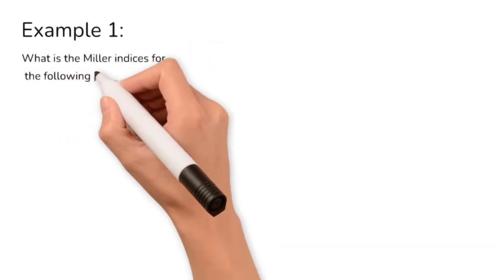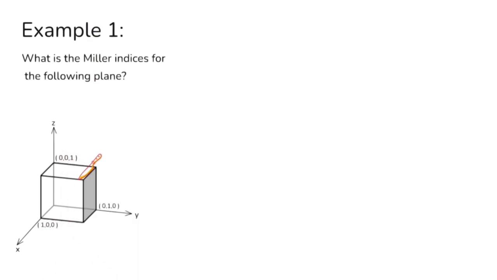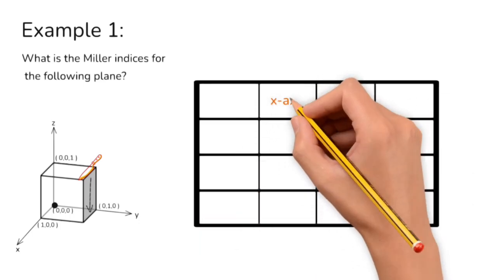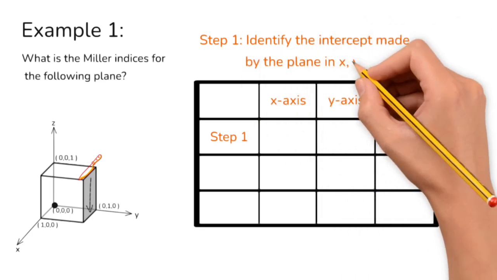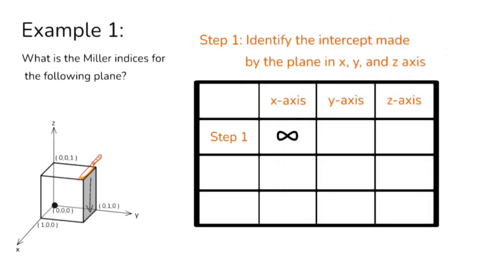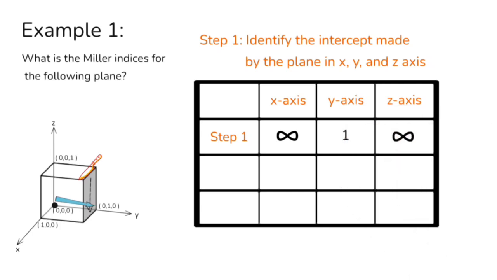Now, let us learn with examples. Example 1. What are the Miller indices for the following plane? Remember, always start from the origin. So, let us follow the steps. Step 1. Identify the intercepts made by the plane, where the x-axis is infinity, the y-axis is 1, and the z-axis is also infinity.